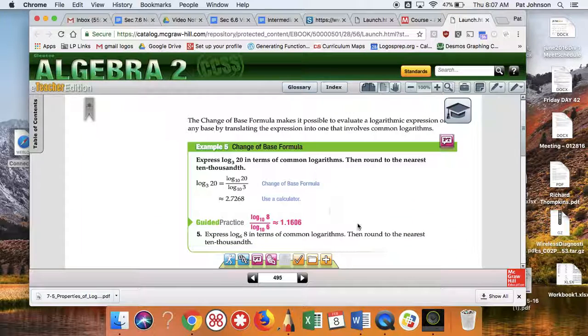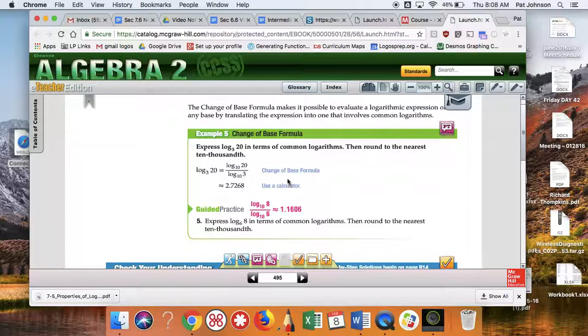So the change of base makes it possible to evaluate logarithm expressions in any base by translating the expression to one that involves the common log. And that's what I was saying. So express log base 3 of 20 in terms of a common log, then round to the nearest ten-thousandth. Well, we use the change of base formula. So we take the common log of 20 divided by the common log of 3. Remember, as long as we have the same base, we can do this. We take the common log of the argument divided by the common log of the base. Now we can put this in our calculator easily, and we get approximately 2.7268.